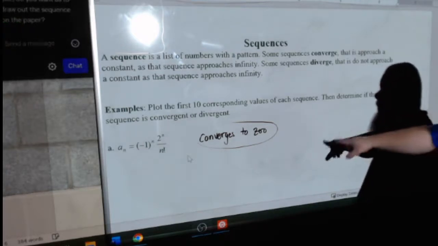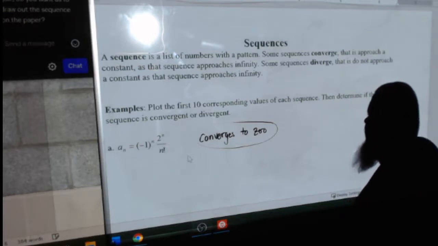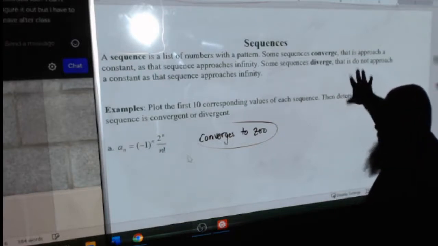Do you want us to draw out the sequence? Yes, I would ask you to plot the first couple terms and then tell me if it converges or diverges. So that's why we plotted on our calculator.